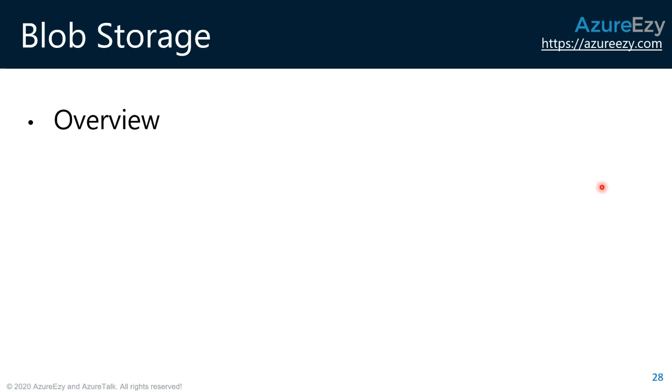Well, as always, we need to understand with the help of an overview what it is. So Azure Blob Storage is Microsoft's object storage solution for the cloud. Blob Storage is optimized for storing massive amounts of unstructured data. I'm repeating it again because this is very important. Unstructured data, okay? It's an object storage.